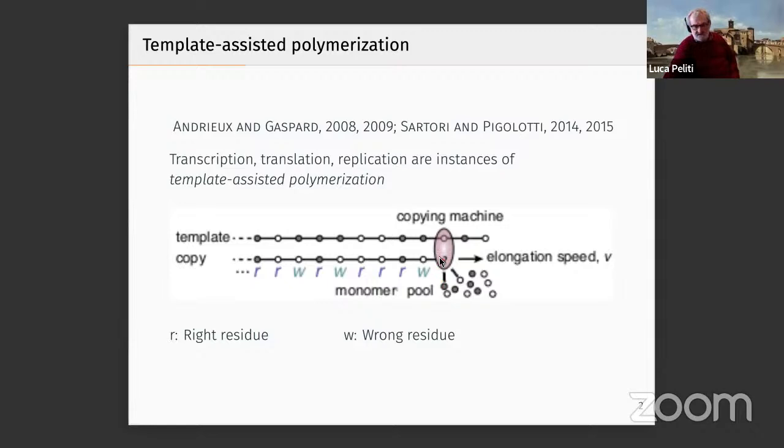This is performed out of equilibrium, but in a situation that is close to steady state, in the sense that we can imagine that we have an infinitely long template, and the machine keeps on adding monomers at a finite elongation speed. And of course, the choice of the monomers to be attached will mostly be correct, so there will be a right monomer at the right place, but from time to time some errors will be made. So we denote by R the right residue for the template we are considering, and by W the wrong residue.